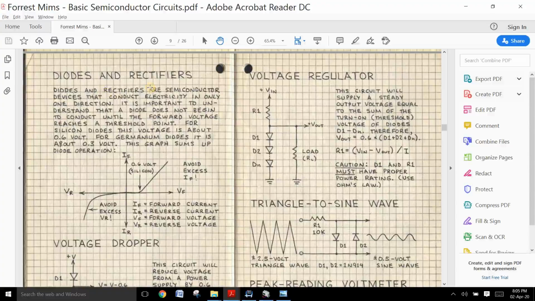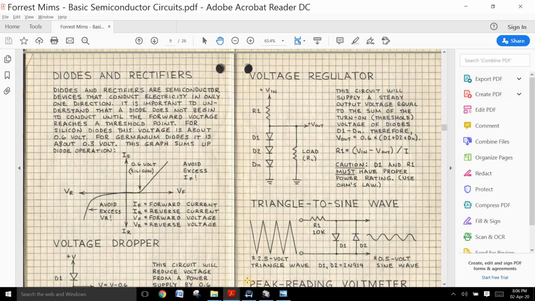Diodes and rectifiers are semiconductor devices that conduct electricity in only one direction. So this is the main thing. This is the main feature of diode. Diode conducts electricity in only one direction.